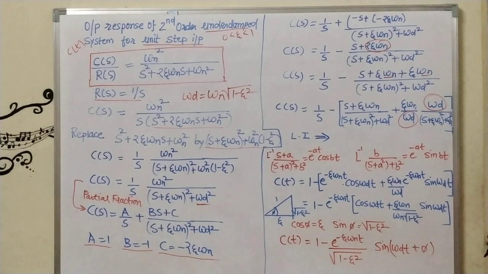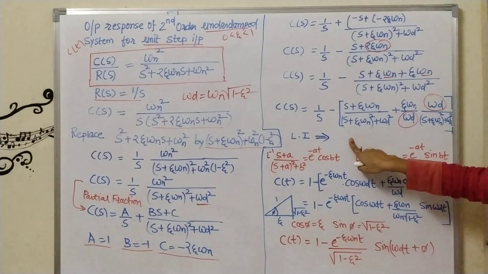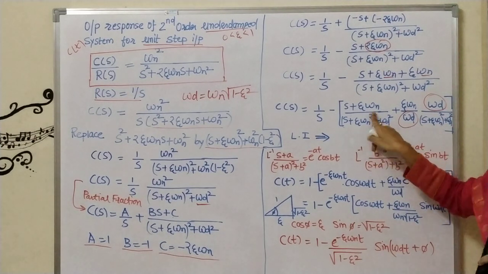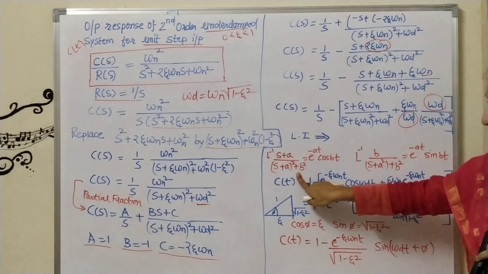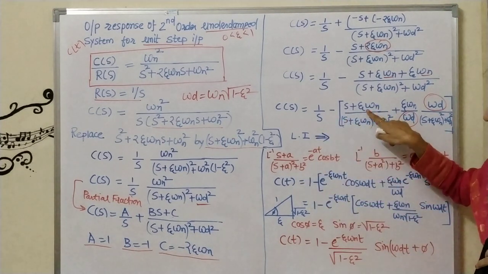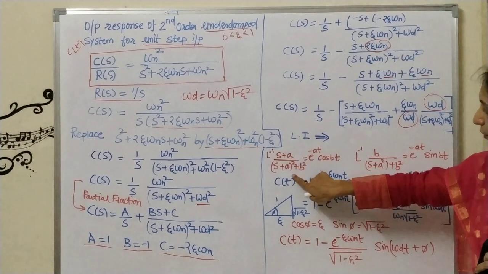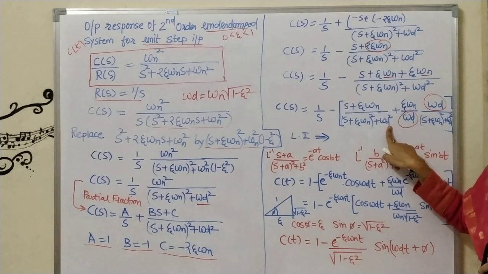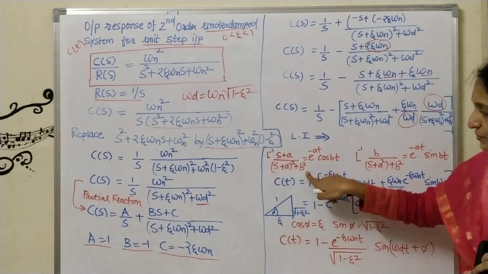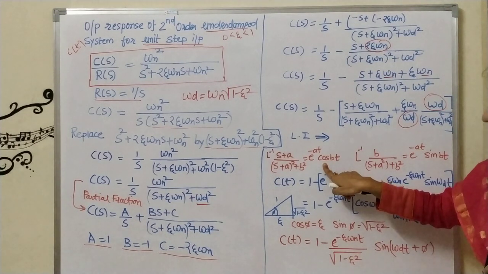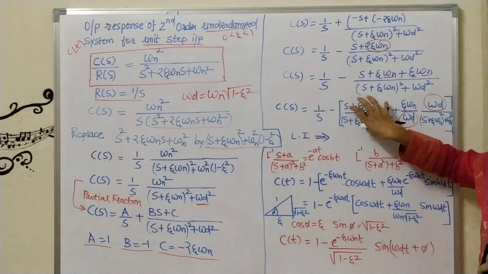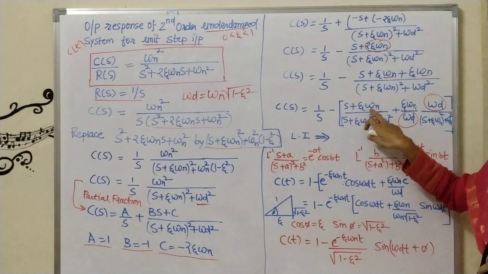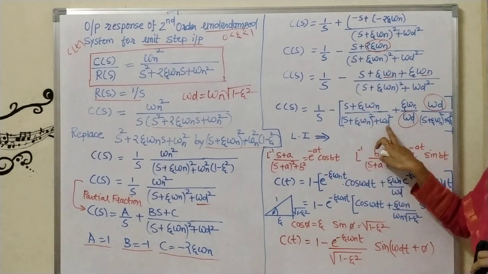Okay. Now let's see. We will take Laplace inverse. For taking Laplace inverse, we must know the formula. So what is the formula? Look at this. I have written that formula. Laplace inverse of s plus a upon s plus a the whole square plus b square, when you take Laplace inverse of this, is nothing but e to the power minus at cos bt. So after taking Laplace inverse, you will get e to the power minus at cos bt. What is a? A is nothing but zeta omega n. What is b? B is nothing but omega d.